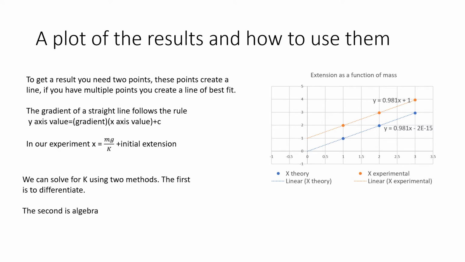So our initial extension is c, and our gradient is g over k. With that in mind, we can solve for k using 2 methods. The first one is to differentiate, and the second one is to use algebra. I prefer to differentiate, and that's really the better way to do it for most things. In this case, you could use algebra, but differentiation is the way to go for most things.